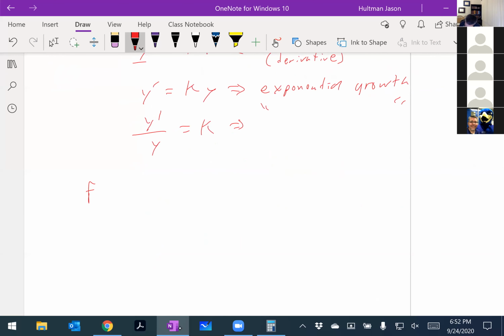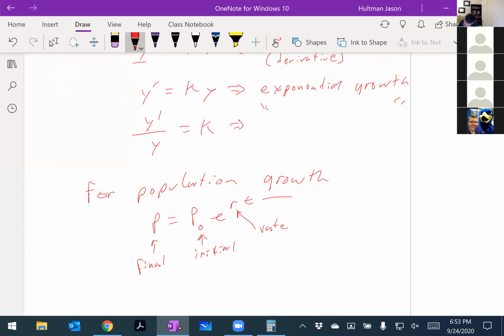For population growth, the exponential growth model looks like this. It's like the PERT account that I think I explained already. P e to the rt, that's for population growth, where this is your initial population. This is your final population. The rate is the growth rate, r, and t is the time.